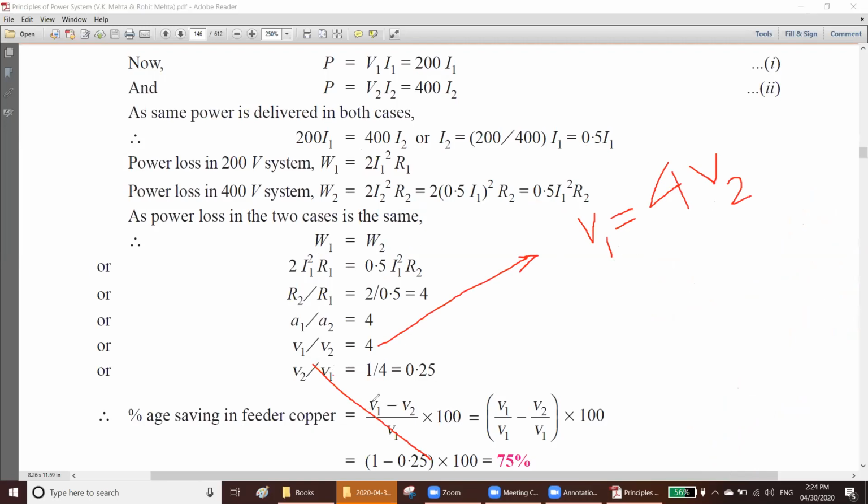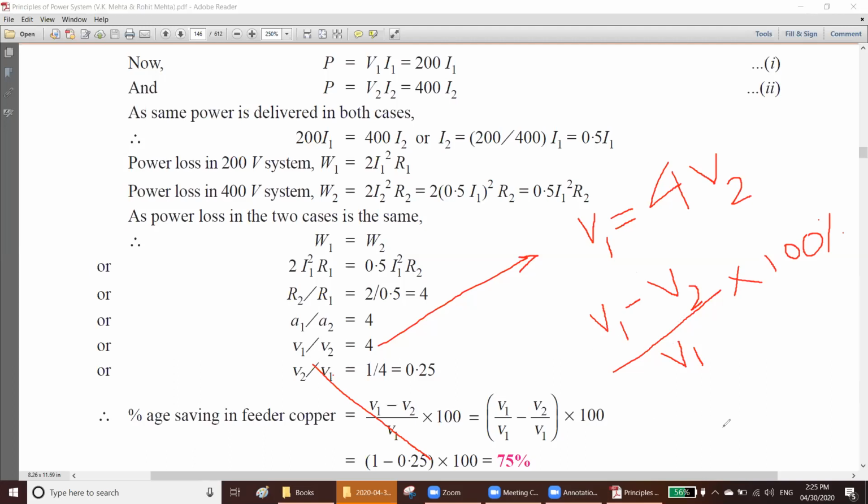Now percentage of saving, this one. Percentage of saving is equal to V1 minus V2 divided by V1. So your formula will be V1 minus V2. Okay, what is this formula? It's the old formula. Old minus new divided by old. V1 minus V2 divided by V1 into 100%. Right? Percent. You have to give a percentage here. So here, put the value of V1, 4 V2 here.